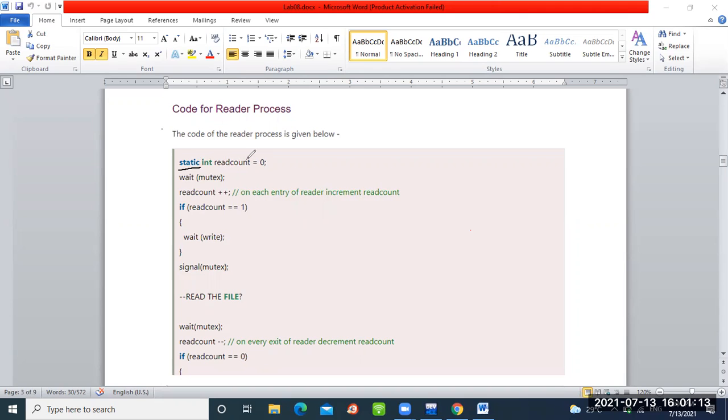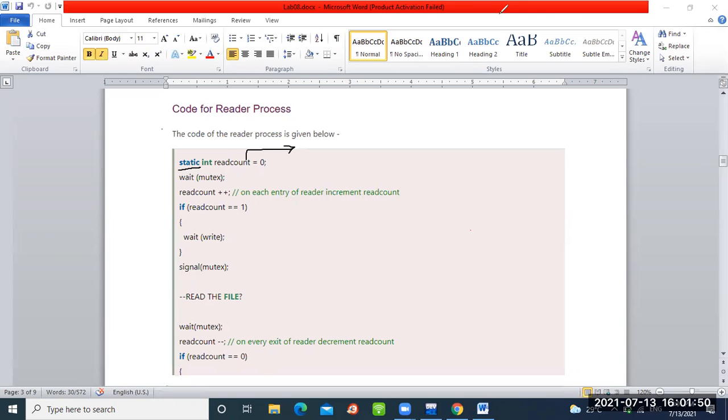Read count basically क्या करेगा आपका? This read count is going to count the number of reader processes. In a system, how many reader processes are available? And remember, this should be static. Every time we should not initialize again and again. ठीक है, हमेशा इसको इनिशियलाइज नहीं करेंगे हम लोग, एक बार ही इसको इनिशियलाइज करेंगे, इसलिए हम लोग इसको स्टैटिक लिए हैं. Is it clear what the read count is here? Read count will be counting the number of reader processes in your system.